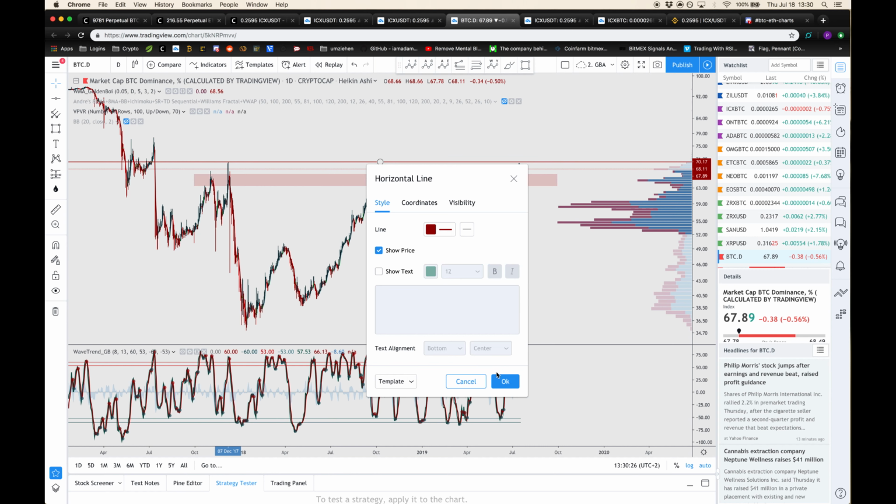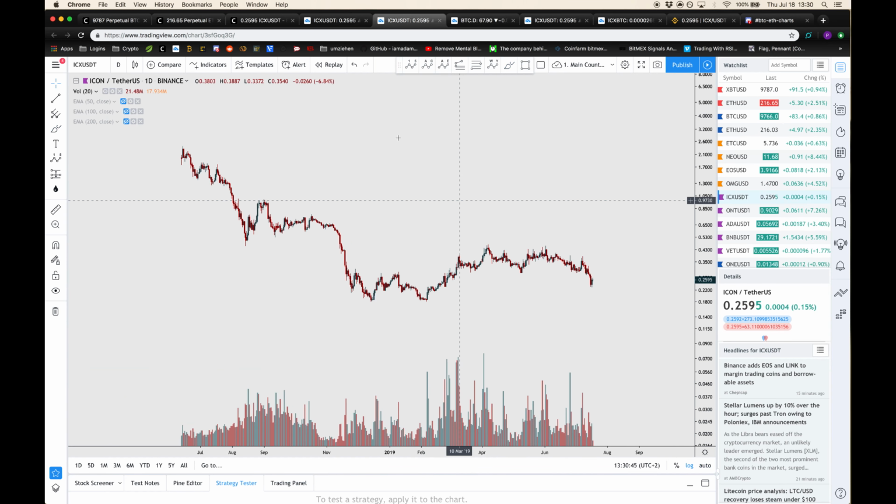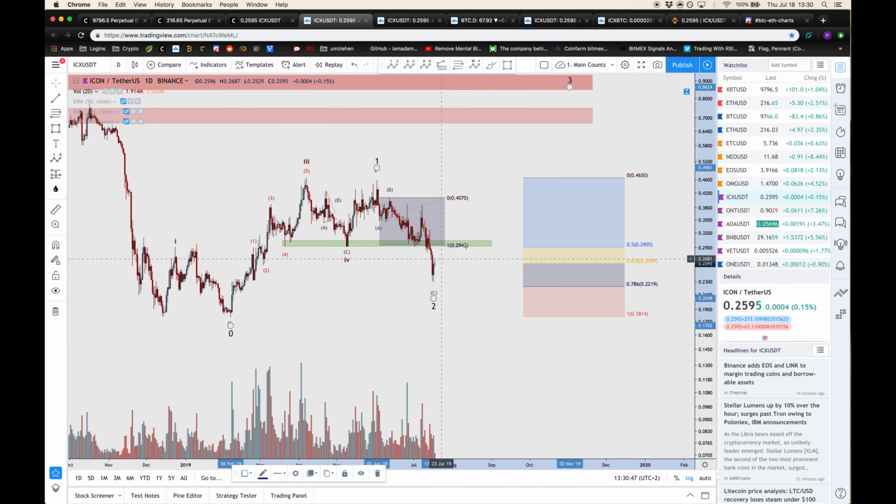If we go up any higher than this, there's a good chance that if we break through, we're going to just keep on going up. But the fact that we ended up breaking here was a very good sign. And it was around here that ICON was at the 29-cent support here.